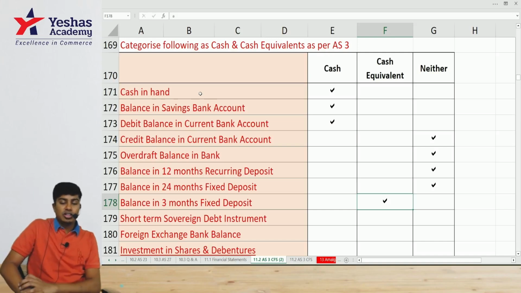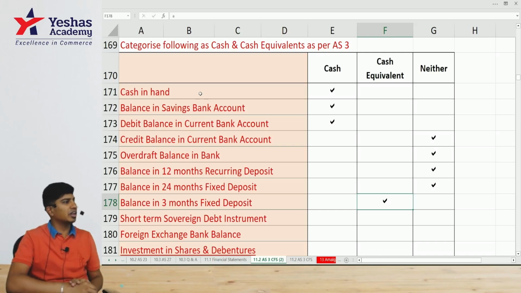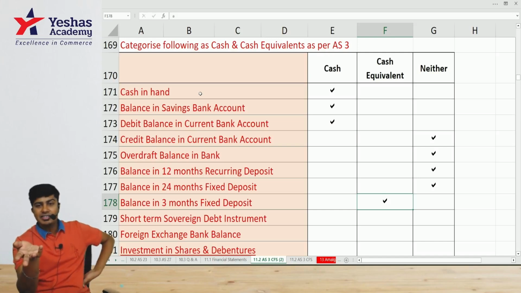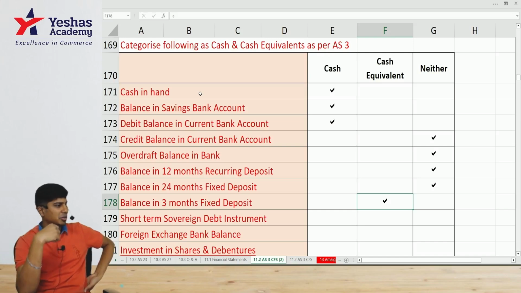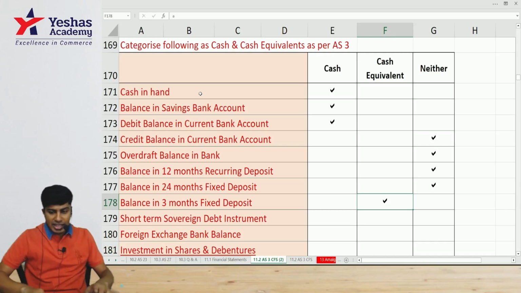How about you have short-term sovereign debt instrument? Sovereign debt instrument means you gave a loan to the government of India. You have given debt to the government. The government has taken money from you to run the country. So what is it? Yeah, that's cash equivalent.